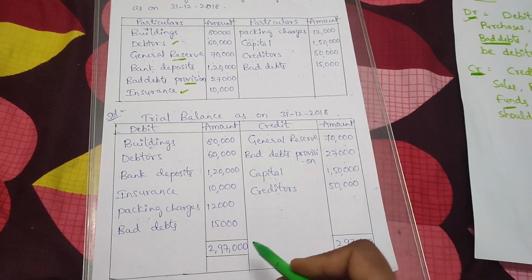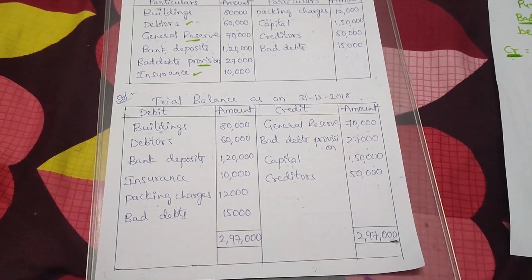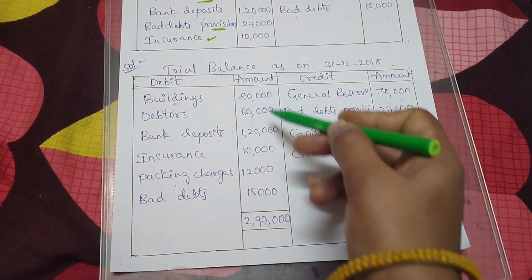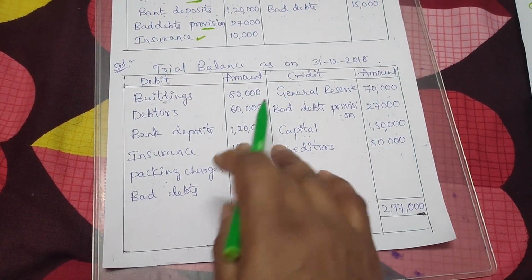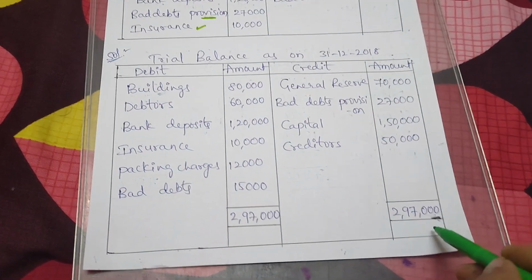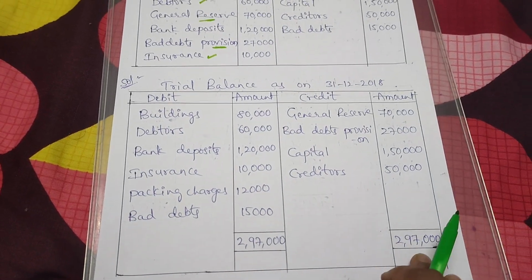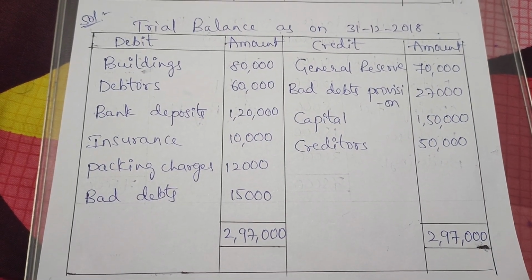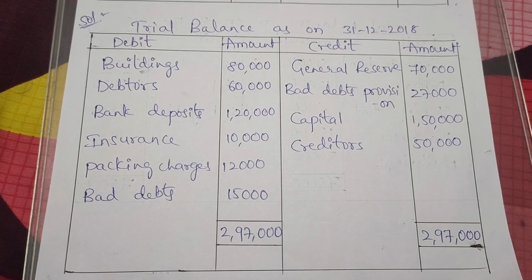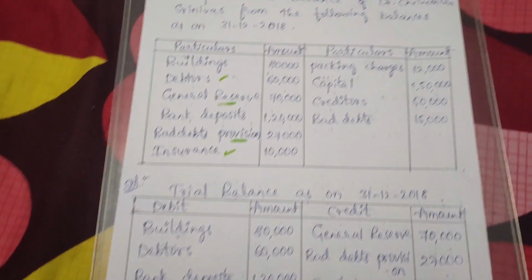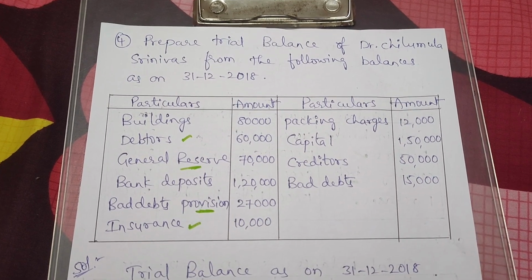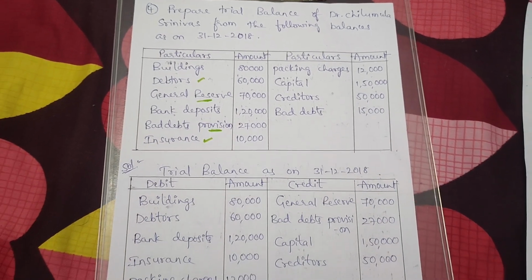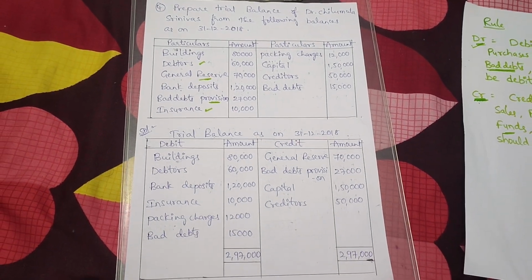And next let us do totals. Let us do totals here. So totals on both the sides: 2,97,000 debit and credit total also 2,97,000. Both the sides totals are same. Okay. You can see the solution completely here. Next question also you can see here, both the question as well as solution.